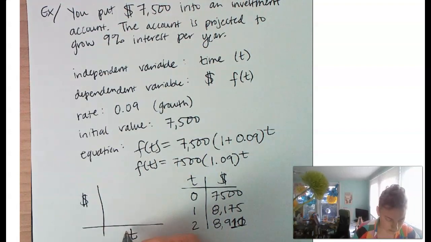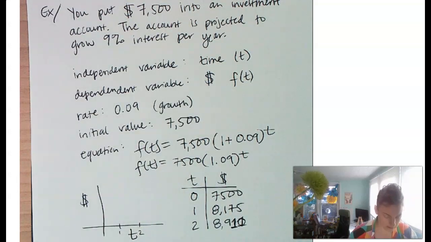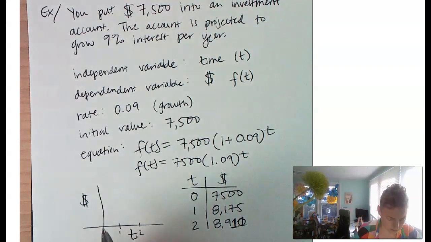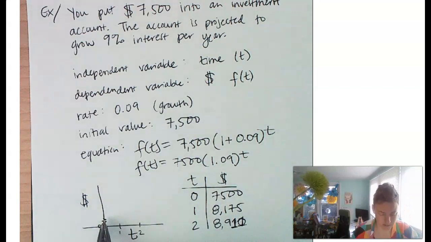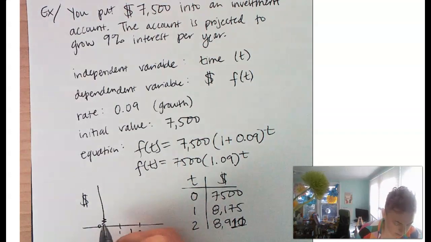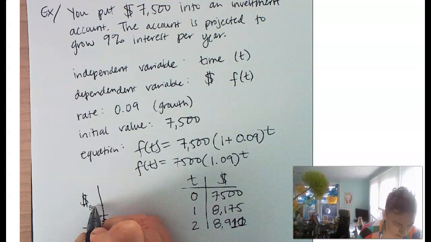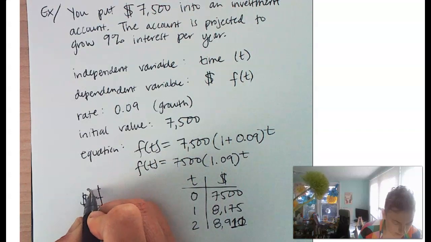Okay, now we can do a little sketchy sketch. So we've got time 0, we've got time 1, we've got time 2. I'll sketch this out real quick. So I'm going to do the thing where you put a little squiggle, which says I'm starting at 0, and then I'm going to skip a whole bunch of numbers, because I don't need any numbers here until 7,500. So let's put 7,500, and then 8,000, and then 8,500, and then 9,000.